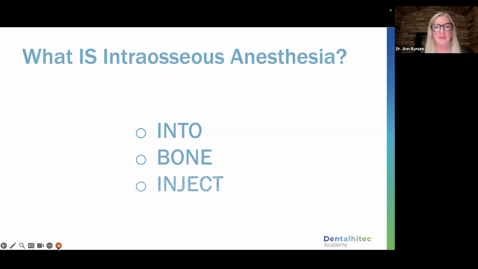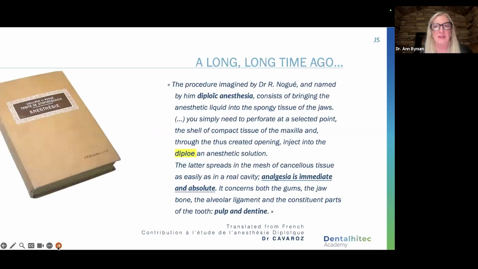But really all it means is you are injecting something into bone. That's what these big words mean together. And that's what we're doing. We're bypassing the soft tissue. We're not fumbling around trying to numb a million different branches of a nerve and hoping we get the right ones. We're now going to inject straight into the bone to go right to the apex of the tooth that we want to anesthetize.